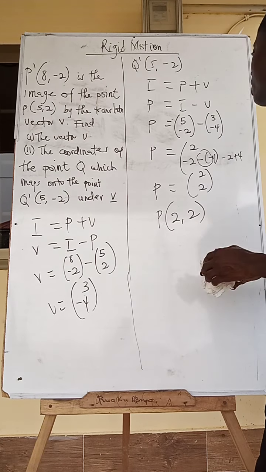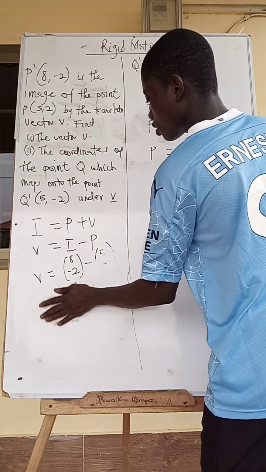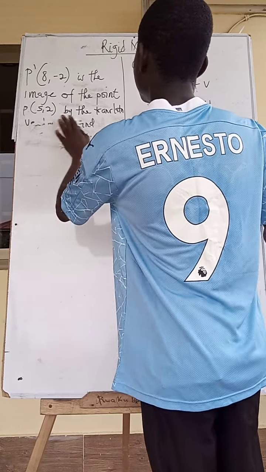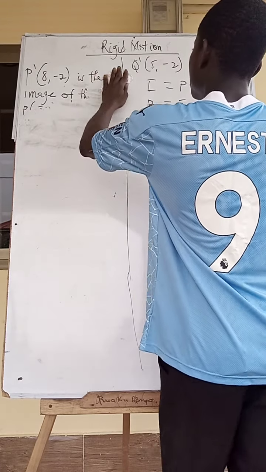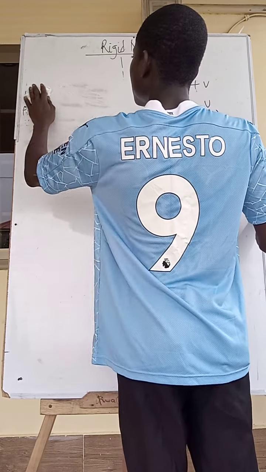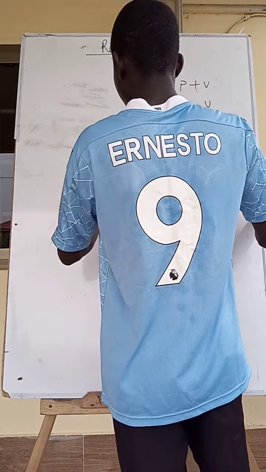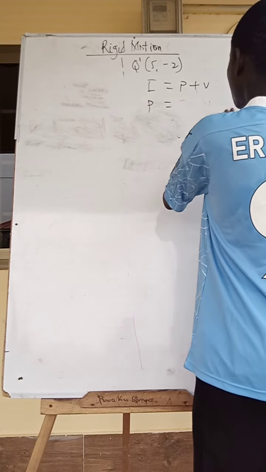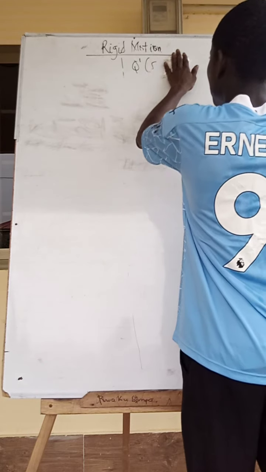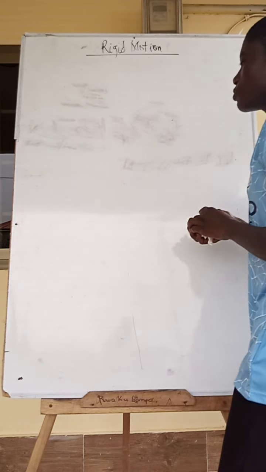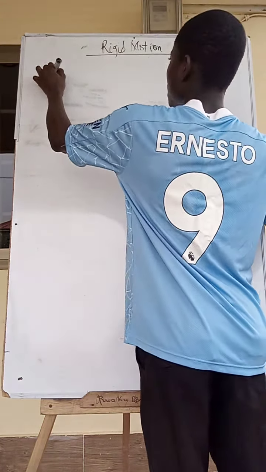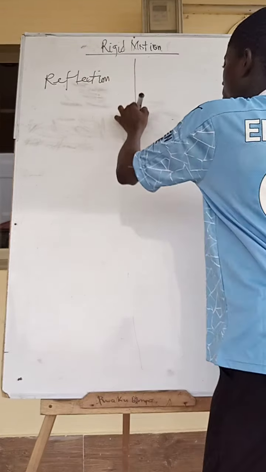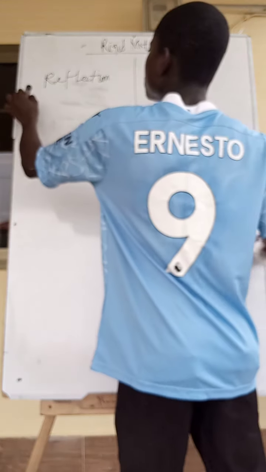So that is translation. This is all that we will do for translation. So we are going to do another subtopic. And as I told you, there are 3 ways that we can change the position of an object without changing the shape, and that is what the rigid motion is about. Let's try reflection. For reflection, there are so many methods.